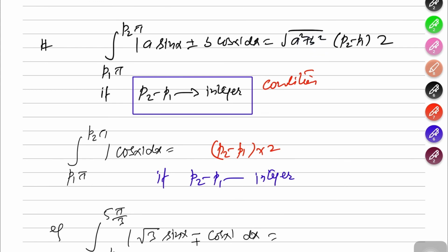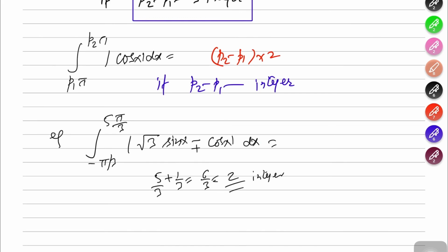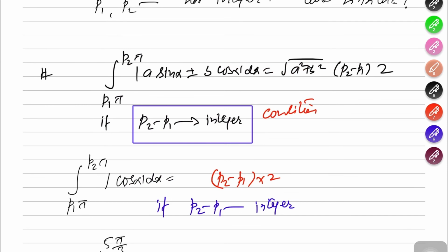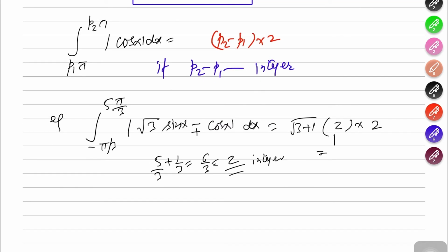Since that is an integer, we know the formula is root of a square plus b square times (p2 minus p1) into 2. So root of 3 square plus 1 square, that is 2 (root of 4), and p2 minus p1 is 2. So the formula is root of a square plus b square times (p2 minus p1) into 2. So the answer is 2 times 2 times 2, that is 8.